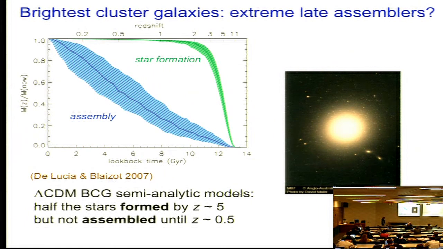Another thing we can do with our SLUGS data is test this idea that the brightest cluster galaxies are the extreme late assemblers.